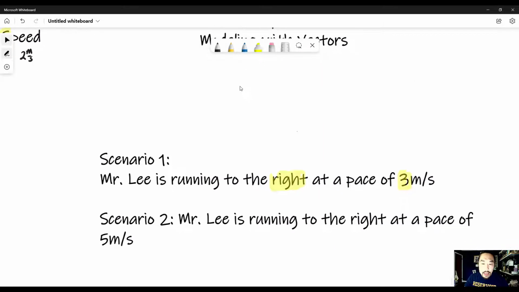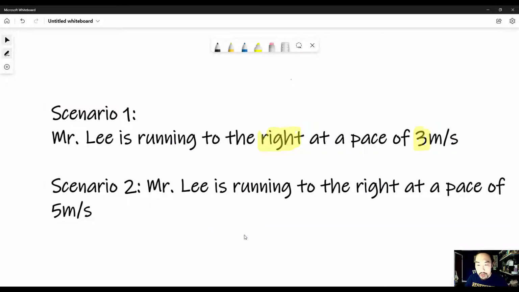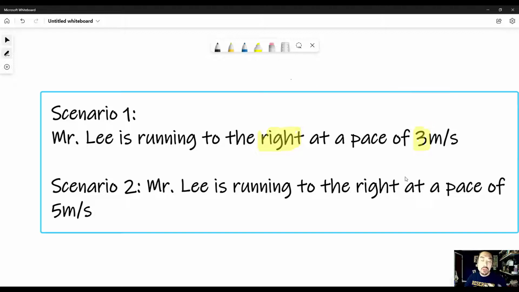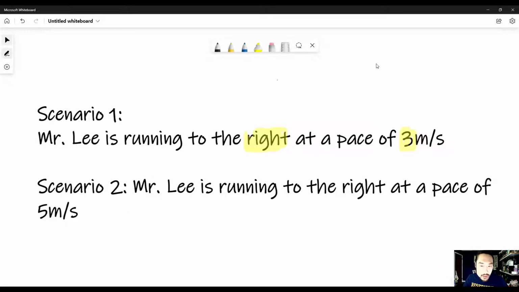What I'm going to do is show you two different scenarios. The first scenario says Mr. Lee is running to the right at a pace of 3 meters per second. What I did is I highlighted both the direction and the magnitude to show you that we're dealing with vectors. Now pause the video right here, and because we're about to add to this scenario, copy it down. Compared to scenario 2, Mr. Lee is running to the right at a pace of 5 meters per second. So same direction, but I have a greater magnitude.